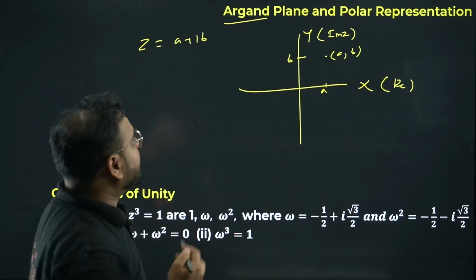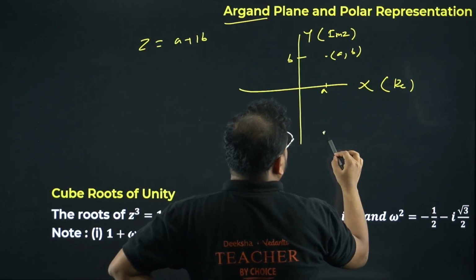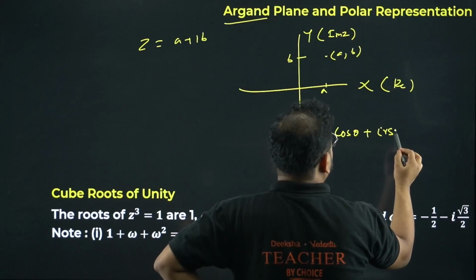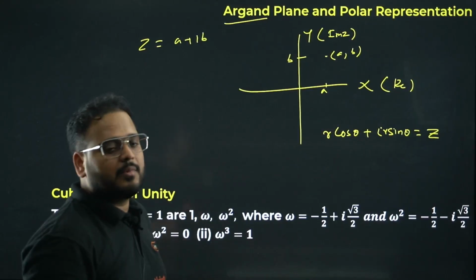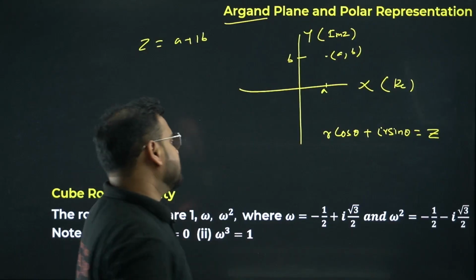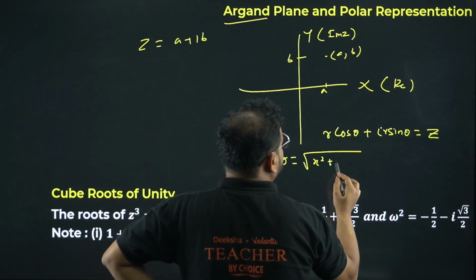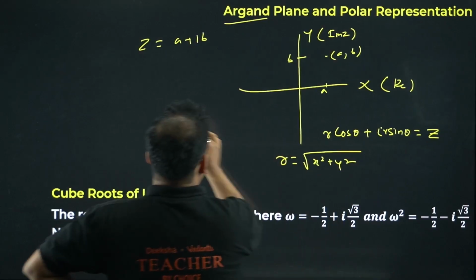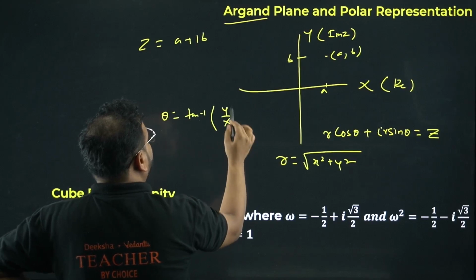And what about polar representation? We can write a number like this as r cos theta plus i r sin theta, the complex number in the polar form. If you ask me the value of r, it will be given by the root of x square plus y square. And if you ask me the value of theta, theta is given by tan inverse of y upon x.